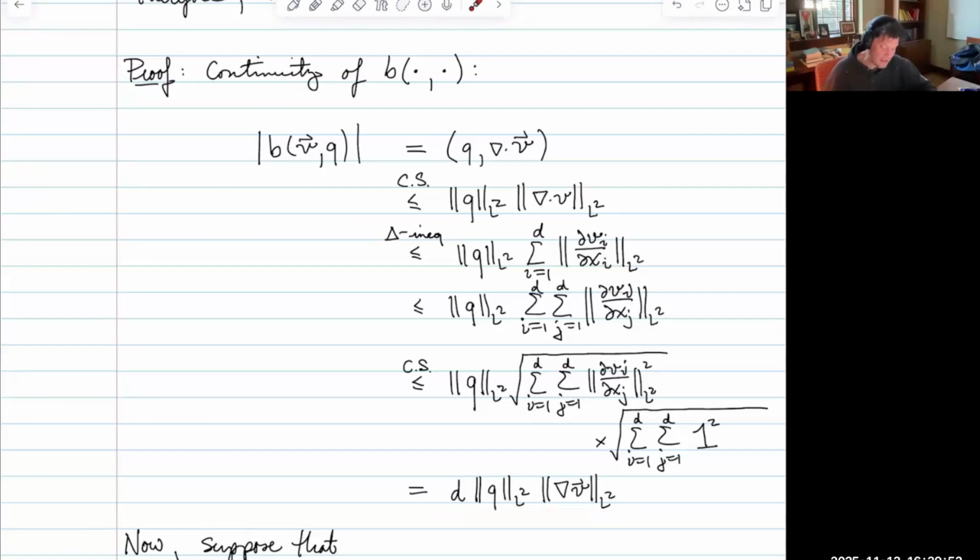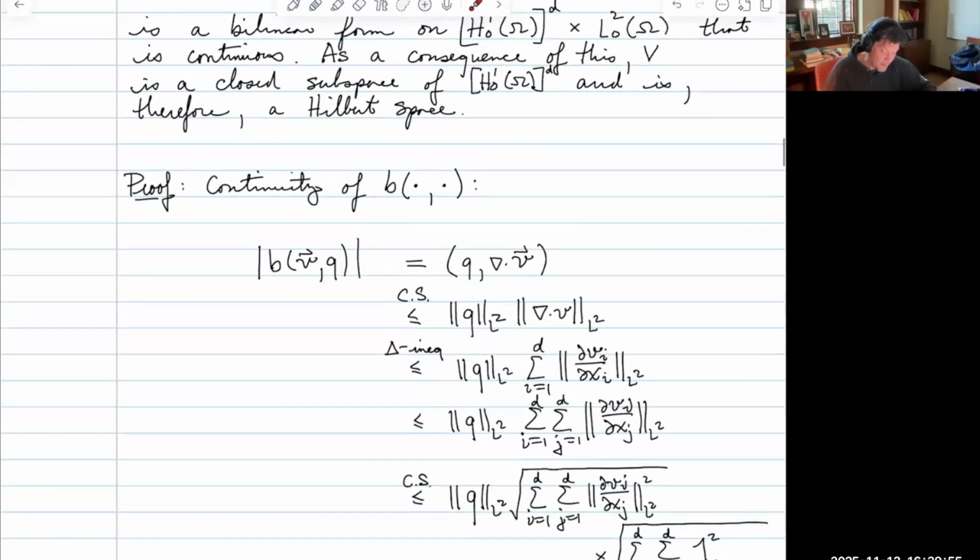Once we get to the end of that, you'll see we've proven it. So we start with this object. There's that object by definition. Apply Cauchy-Schwarz. So Cauchy-Schwarz applies as usual. L2 norm of Q, L2 norm of the divergence of V. And I keep dropping my arrow on V.